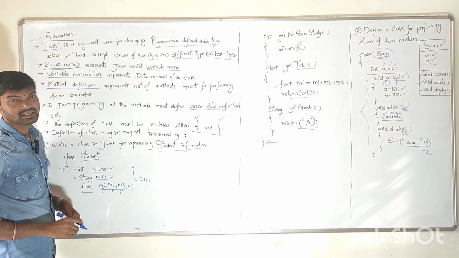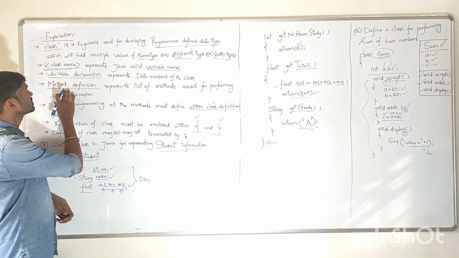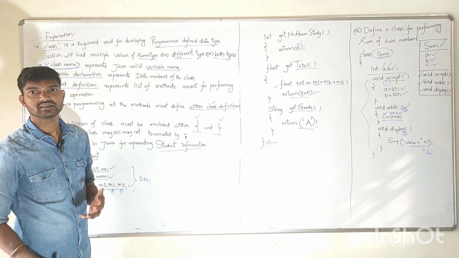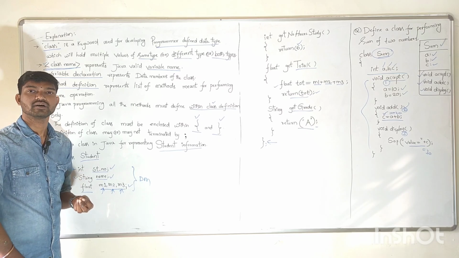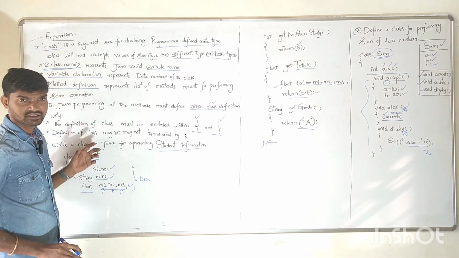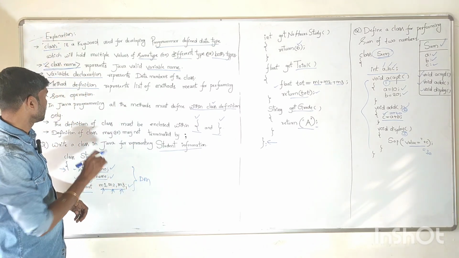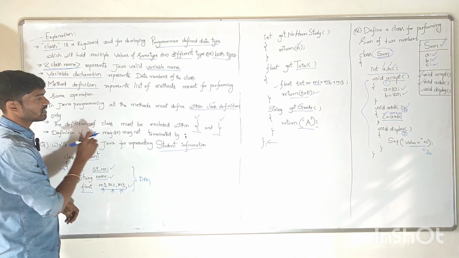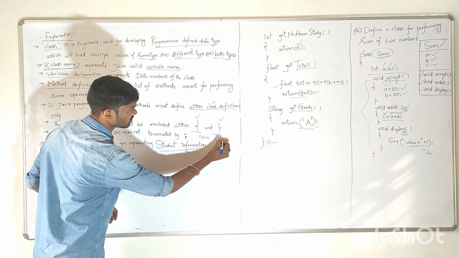And what does variable declaration mean? Some data members. And what does method definition mean? A method definition contains some list of methods. What is the purpose of methods? To define some operations. And all the methods should be present within the class only. Outside of the class is not allowed. And the definition of a class must be enclosed within the open brace and closing brace.